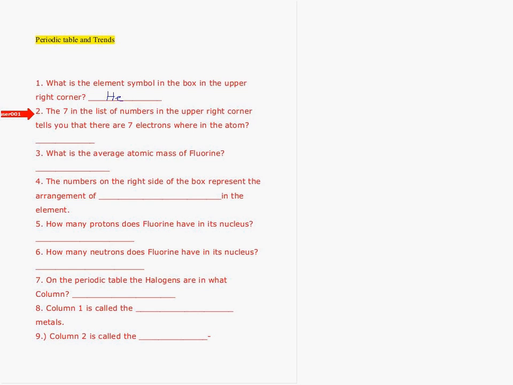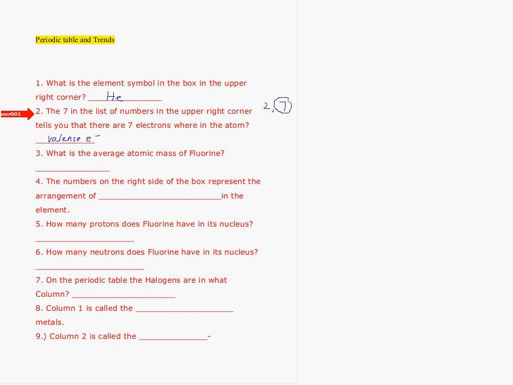Given in the list of the numbers in the upper right corner tells you that there are 7 electrons. Where in the atom? Like if it is given like this, 2, 7, what does valence electron. Okay, fine. Valence electron. This is the average atomic mass of fluorine.